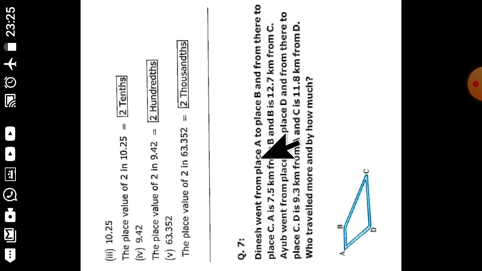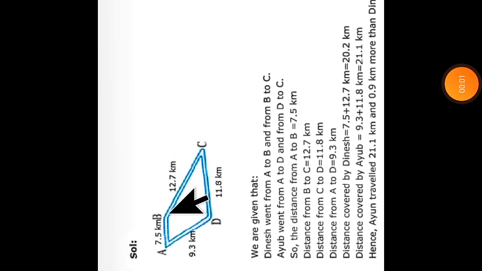Dinesh went from place A to place B and from there to place C. A is 7.5 km from B and B is 12.7 km from C. Ayush went from place A to place D and from there to place C. D is 9.3 km from A and C is 11.8 km from D. Who travelled more and by how much? See, as given in the figure, this distance is 7.5 A to B, from B to C is 12.7, from C to D is 11.8 and from D to A is 9.3 km.